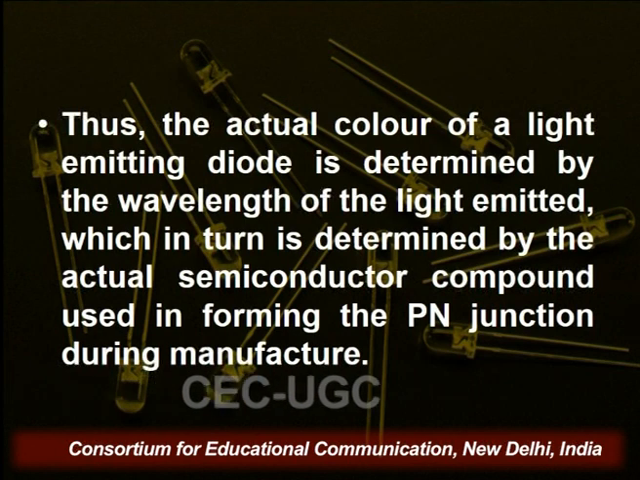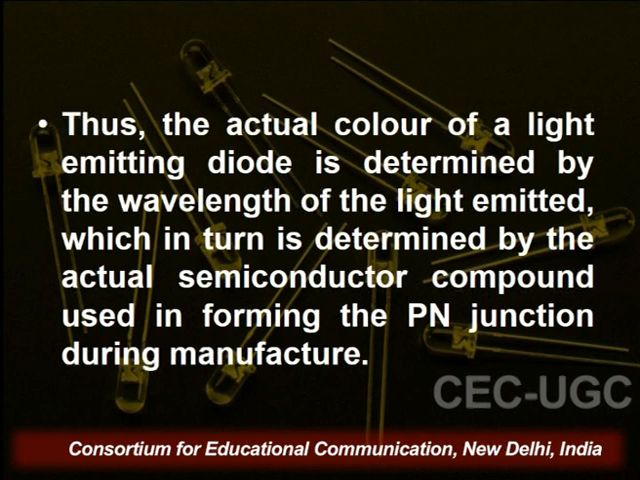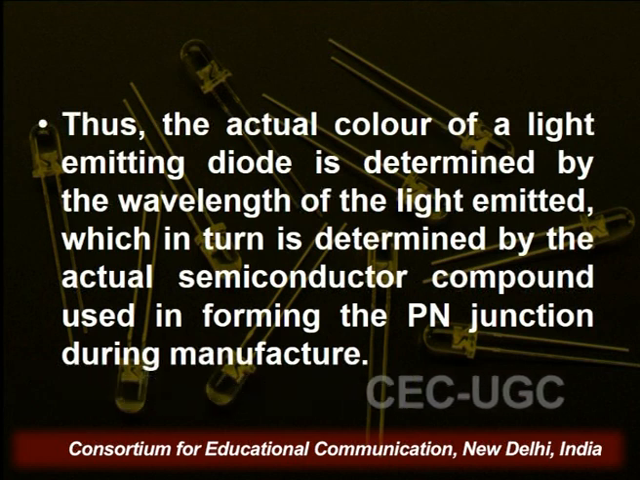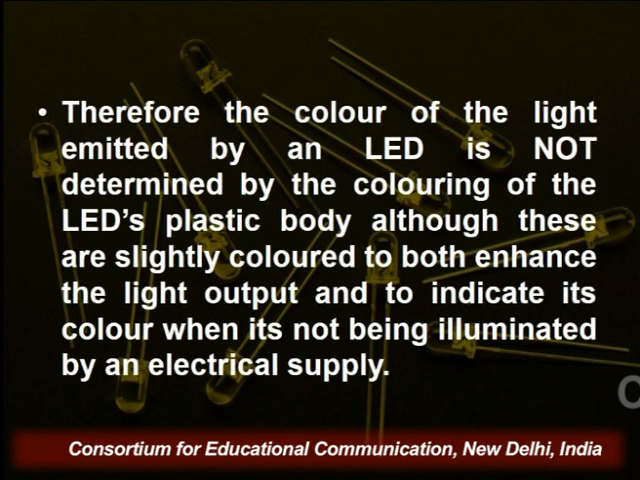Now the actual color of the light emitting diode is determined by the wavelength of light emitted. It may be blue, it may be red, that is defined by the output, which in turn is determined by the actual semiconductor compound used in forming the PN junction during recombination. Therefore the color of the light emitted by the LED is not determined by the coloring of the LED plastic body, although it is slightly colored to both enhance the light output and to indicate the color when it is not being illuminated by the electrical supply.